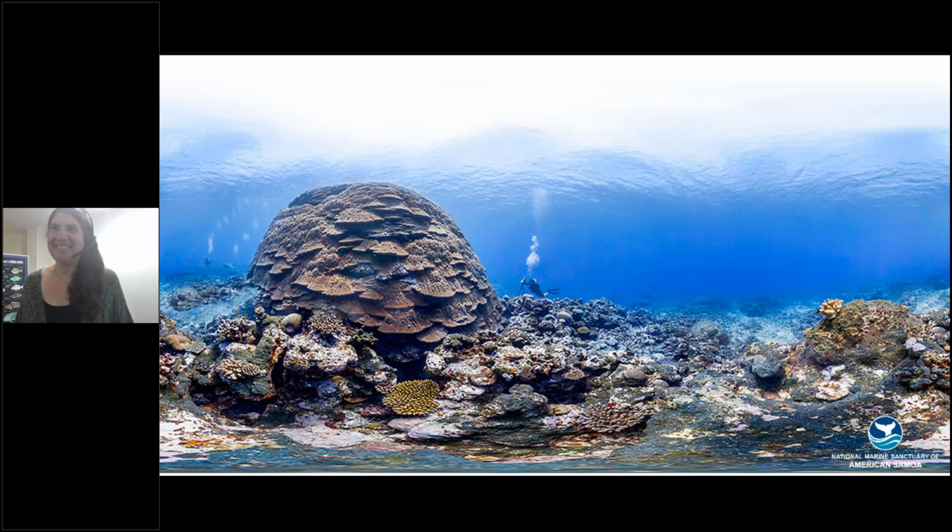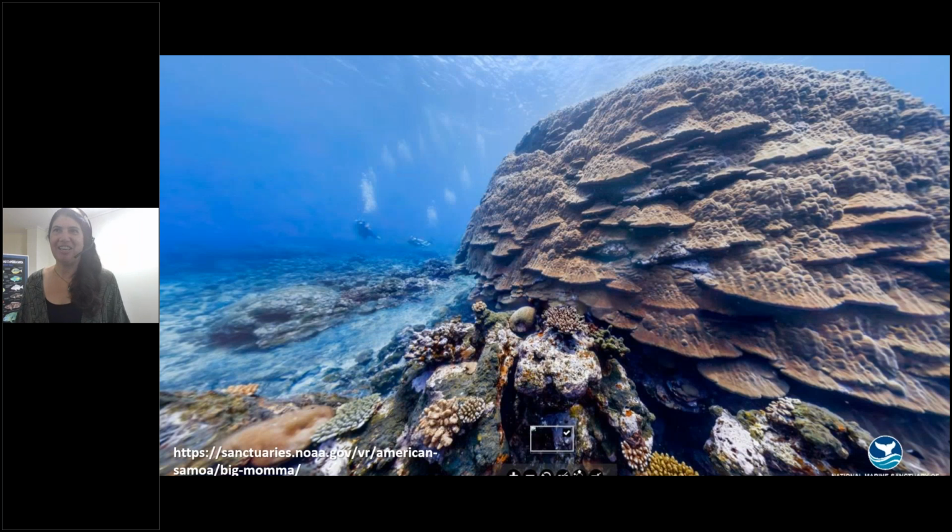And here it is. This is one of my favorite corals in the whole world. Many people call it Big Mama, sometimes Falebame, because it is a huge coral that is as big as a house. So it's really hard for people to comprehend just how large this animal is until you're right up next to it. So I do invite all of you to check out our website to take a close-up view of this 360 dive at Big Mama. And I think we can put the link into the chat for you all.